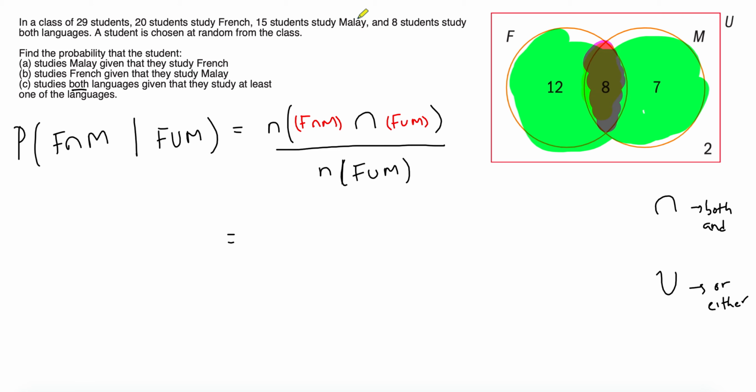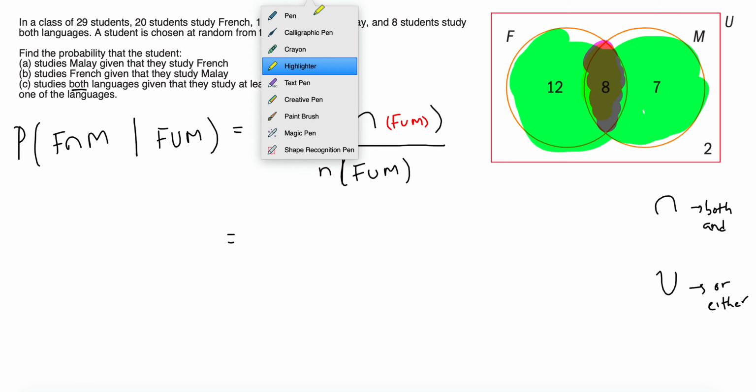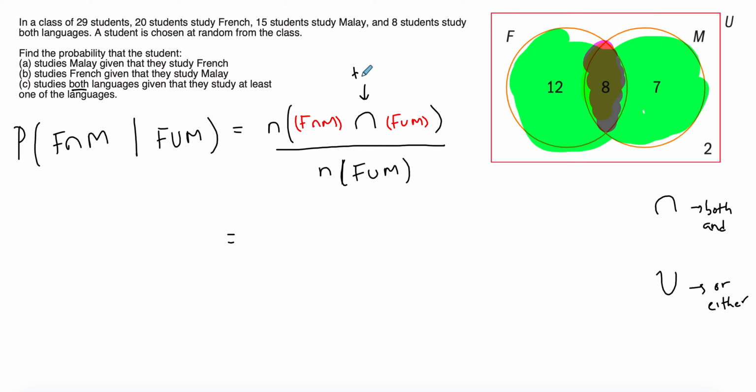And obviously the area I highlight twice, this is where you highlight it twice. The area I highlighted twice is this area. So my numerator, and how many elements do I have inside? It's 8, so my numerator is going to be 8. And then the union is basically my green area, so 12 plus 8 plus 7, which is 27. And this doesn't simplify any further.